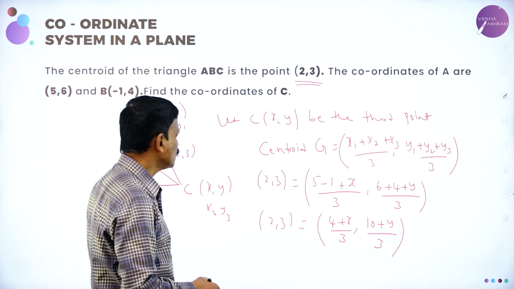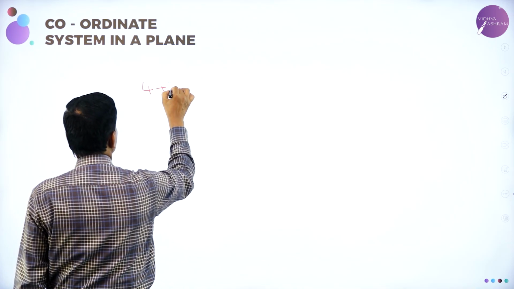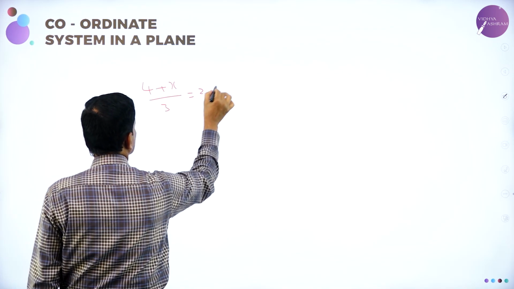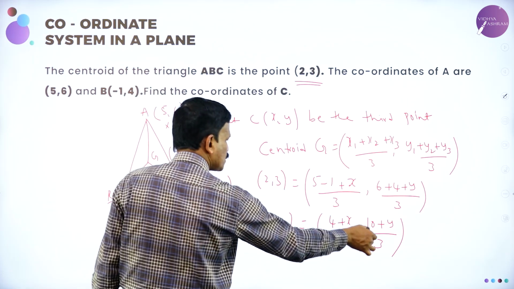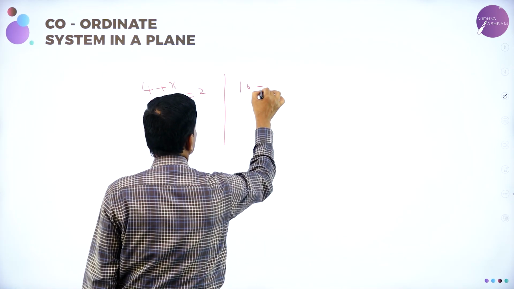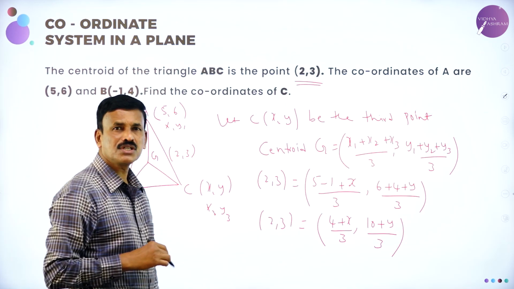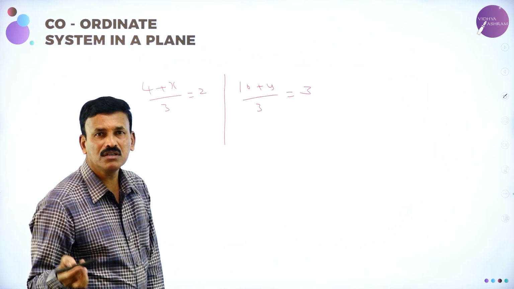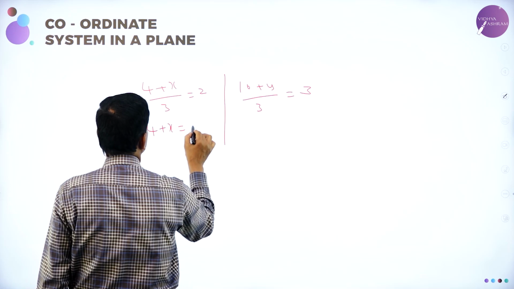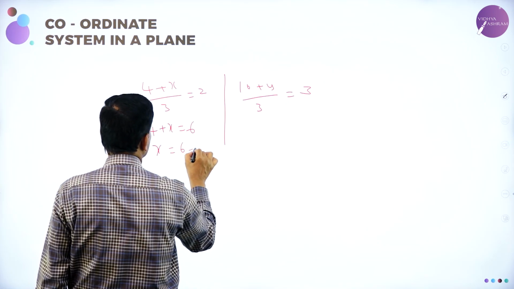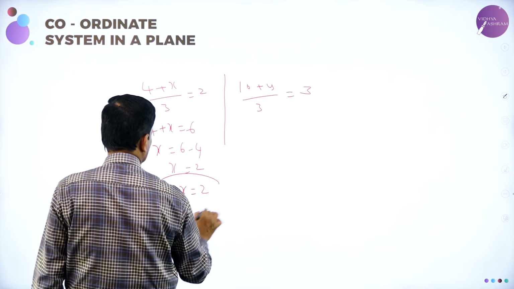Now equate it. By equality, we can write 4 plus x divided by 3 is equal to 2, and 10 plus y divided by 3 is equal to 3. Now solve this, you will get the value of x and y. Cross multiply. 4 plus x is equal to 3 2s are 6, x is equal to 6 minus 4, that's equal to 2. So therefore x is equal to 2.